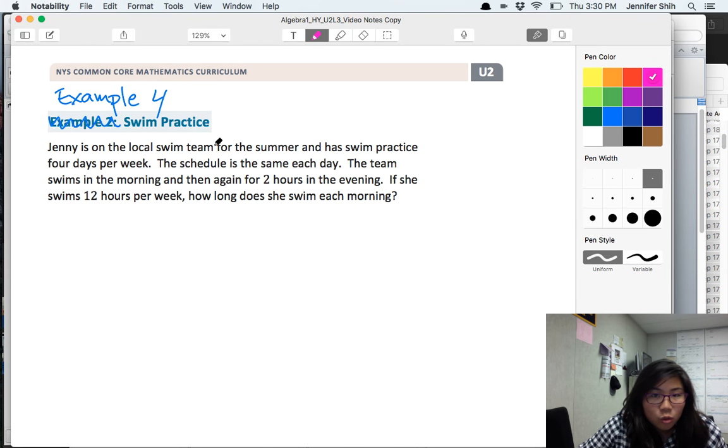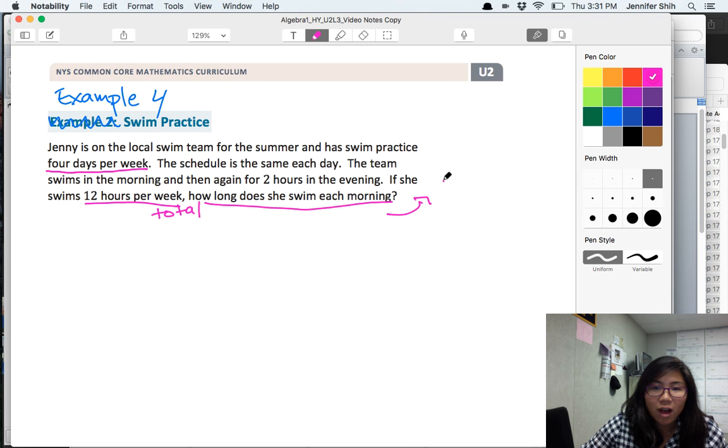Jenny is on the local swim team for the summer and has swim practice 4 days per week. I'm annotating the number and the units. The schedule is the same each day, okay? The team swims in the morning and then again for 2 hours in the evening. If she swims 12 hours per week total, how long does she swim each morning?